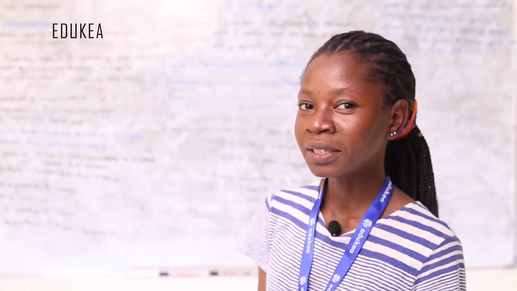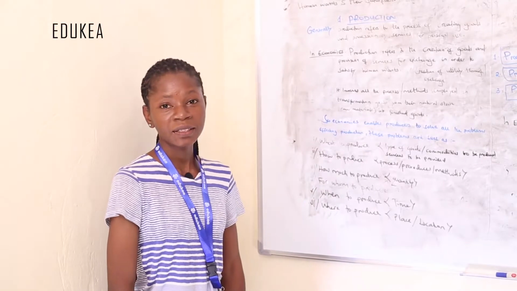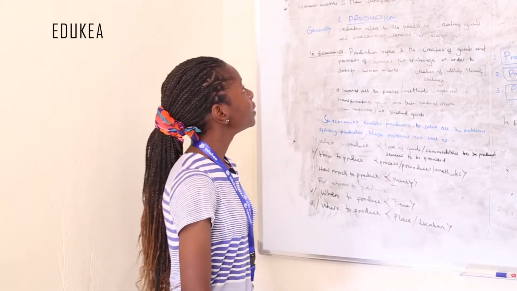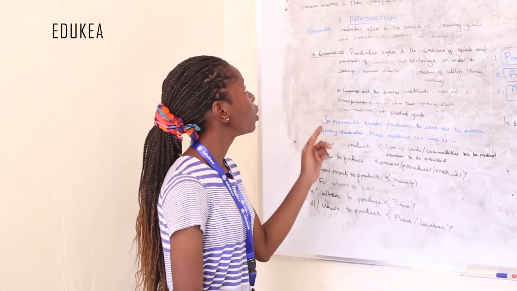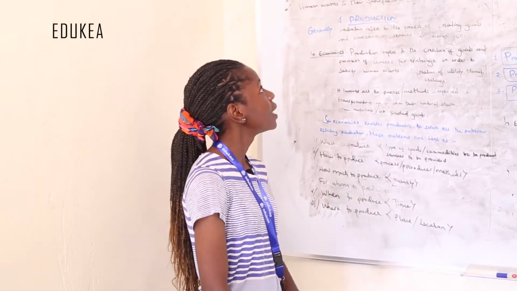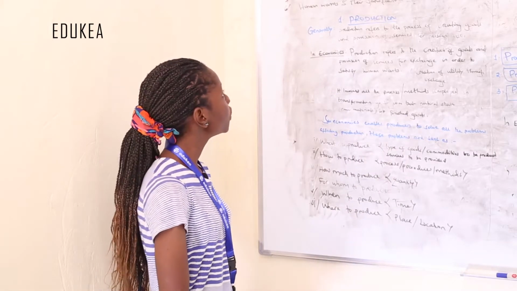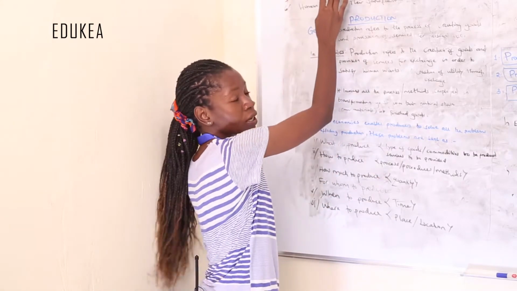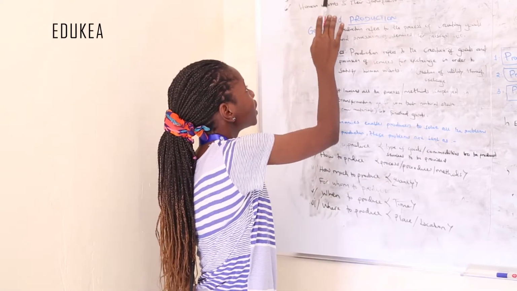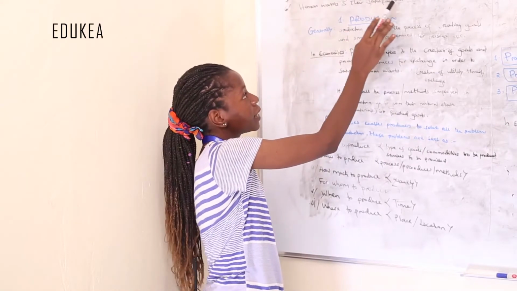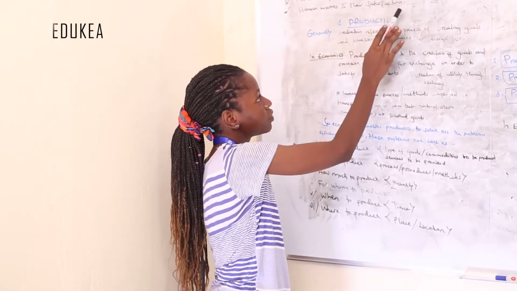Topic number 1, the subject matter of economics. Economics as a subject deals with all the problems which arise in the following activities. These problems include production, consumption, distribution, exchange, allocation of scarce economic resources, and human wants and their satisfaction.